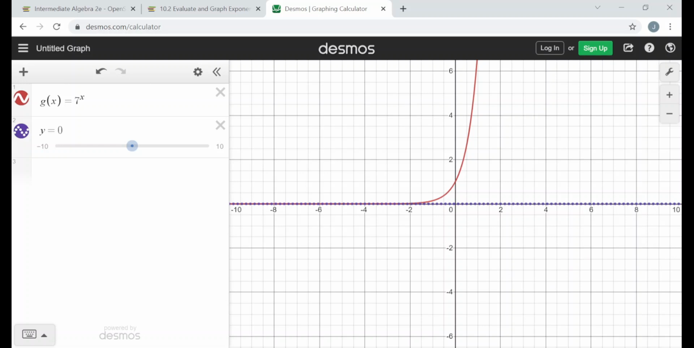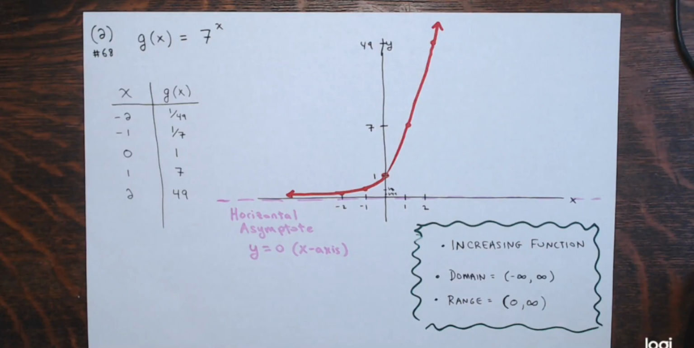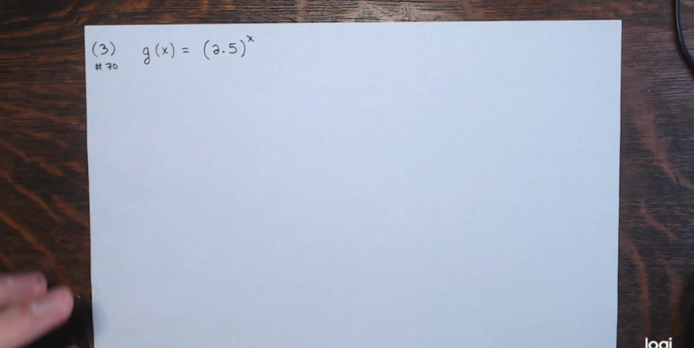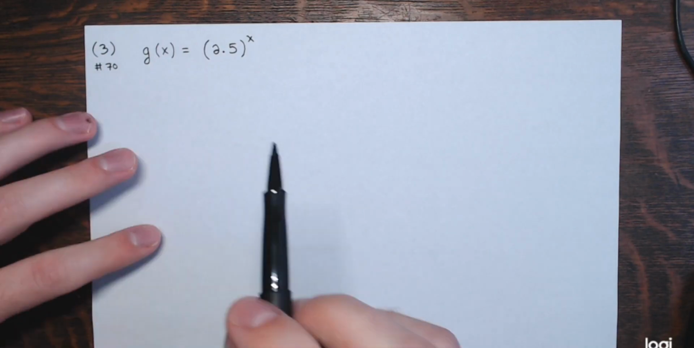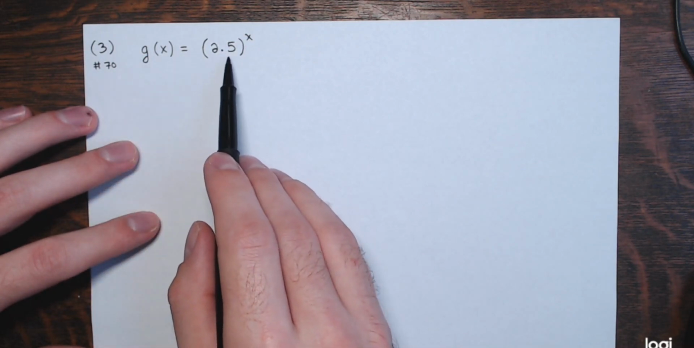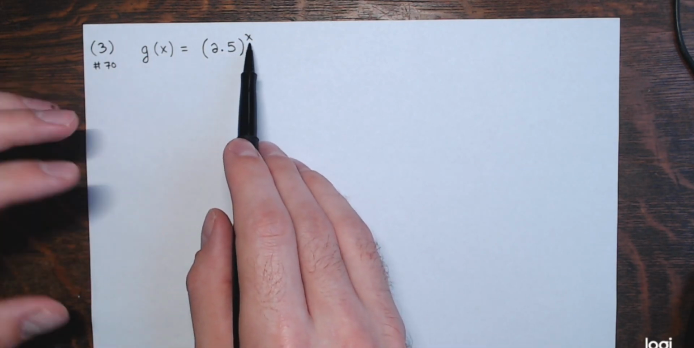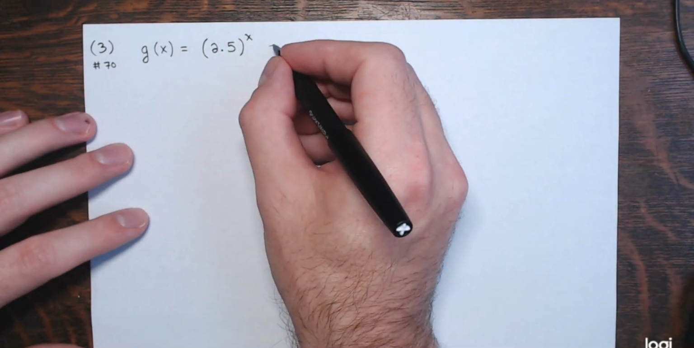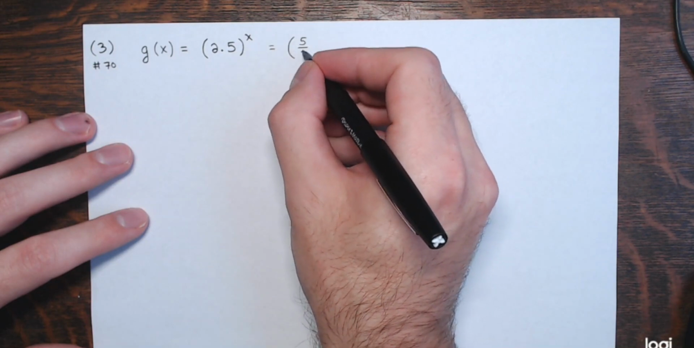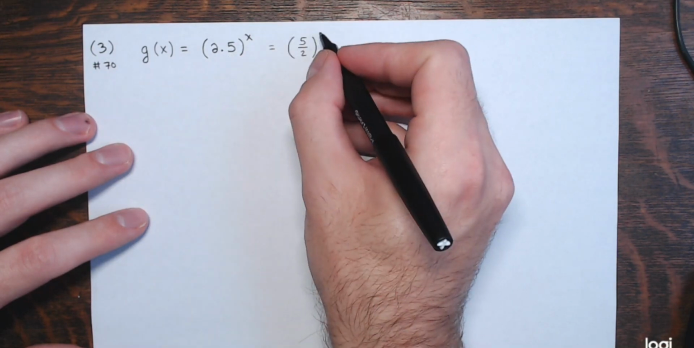Okay, let's look at the next question. And then after this next question, all right, I'm going to point out, questions 1 through 3 are all very similar in scope. So number 3, exercise 70, we have g of x equals 2.5 to the x power again, which if you want to write 2.5 as a fraction, that's 5 divided by 2, right? 5 halves. That's 2.5. So this is 5 halves to the x as well.